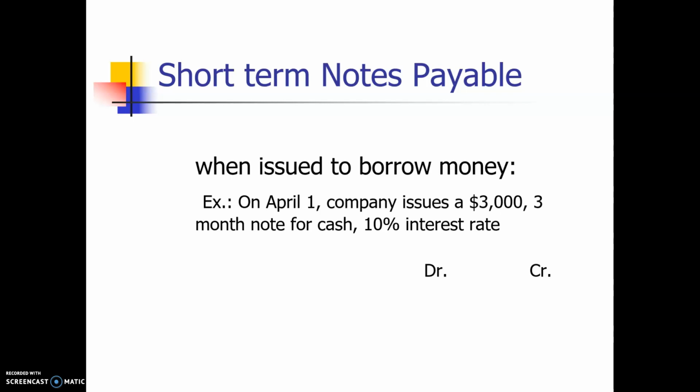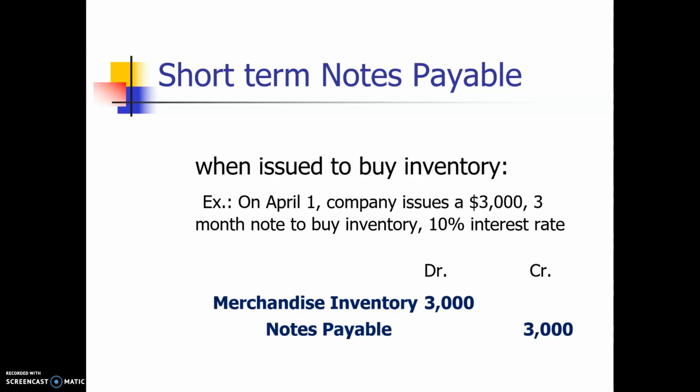Let's say we issued a $3,000 3-month note, 10% to get cash. Well, if that's the case, we're getting cash. We debit cash. We credit notes payable. Now we have a liability, we owe on a note. Let's say we issue the notes payable to buy inventory. If that's the case, we debit the inventory, we credit the notes payable. So when we give a notes payable, we're incurring a debt, we credit the notes payable, we debit whatever it is we're getting for the note.